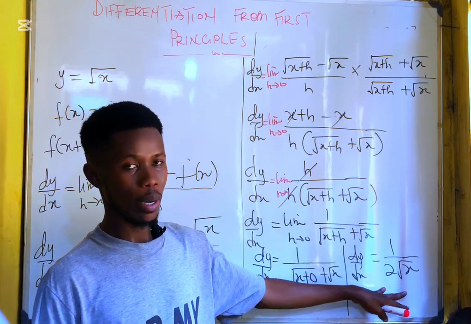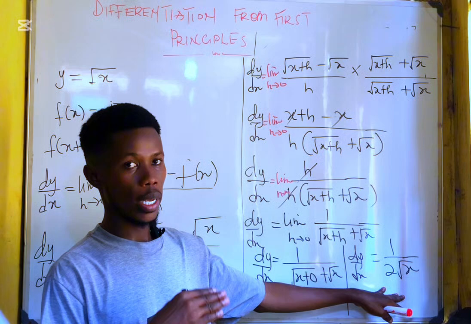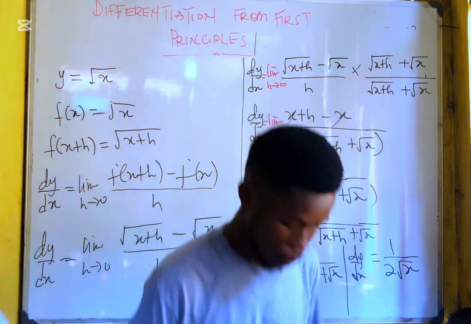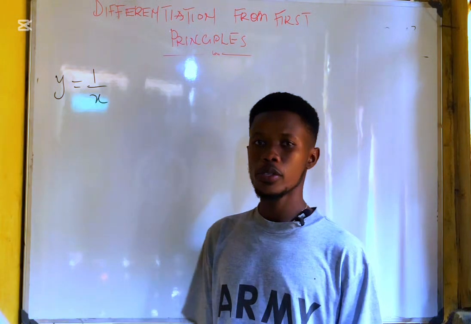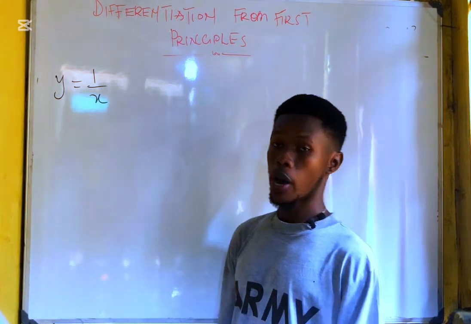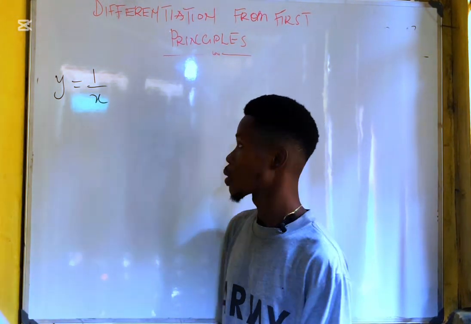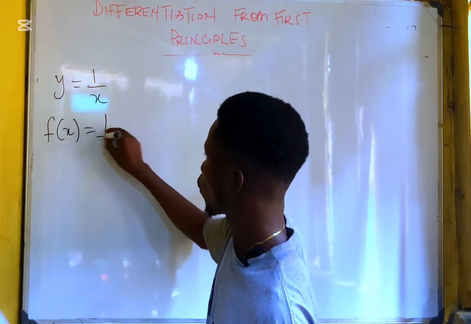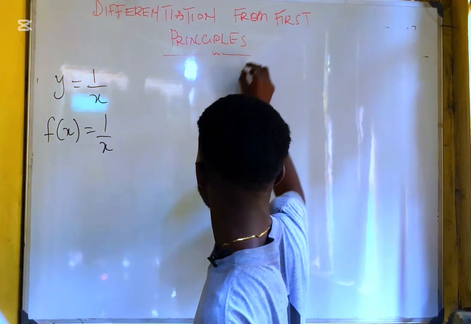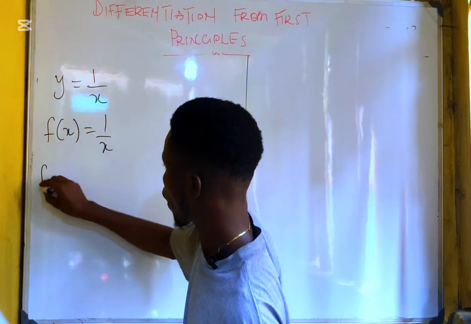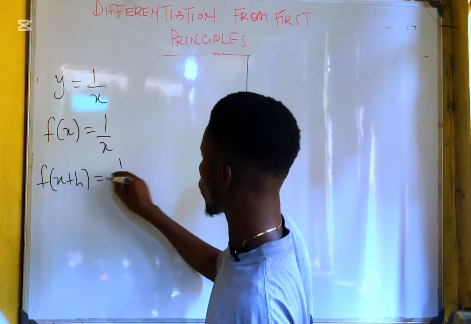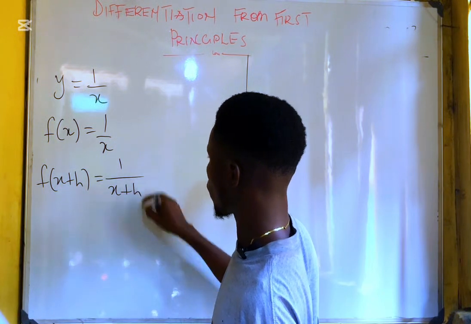Let's look at the last example, then I'll give you one to try, or you try the ones that were left there. Okay, good. Now let's look at how we can use the first principle to do this. y equals 1 over x. So here, our f at x will be equal to 1 over x. Then our f at x plus h will be equal to 1 over x plus h.